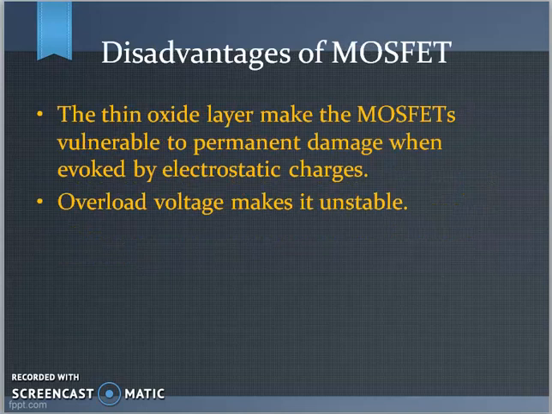The disadvantages of MOSFET. The thin oxide layer makes the MOSFETs very thin, so there may be a possibility that when it is exposed to electrostatic charges, the MOSFET may be damaged permanently. Another disadvantage is that the overload voltage will make the MOSFET unstable.